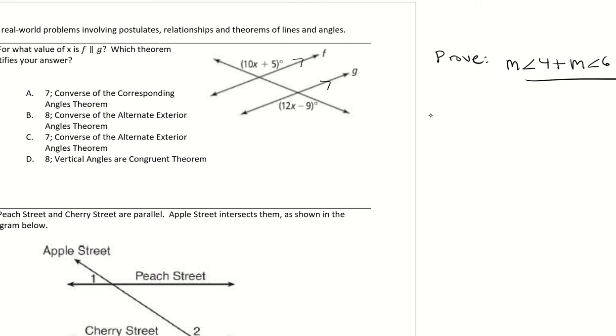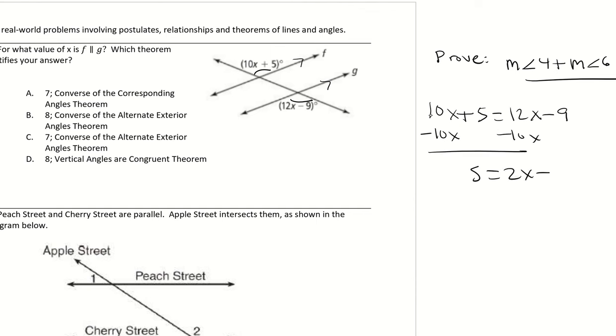All right, and we know by the alternate exterior angles theorem that alternate exterior angles are equal. So these two angles are actually congruent. So what we're going to do is set them equal to each other, and then we can solve for x. All right, so there's our equation. We'll subtract 10x on both sides. So I get 5 equals 2x minus 9. I add the 9 to the other side. So we get 14 equals 2x. And so divide by 2, x is equal to 7.